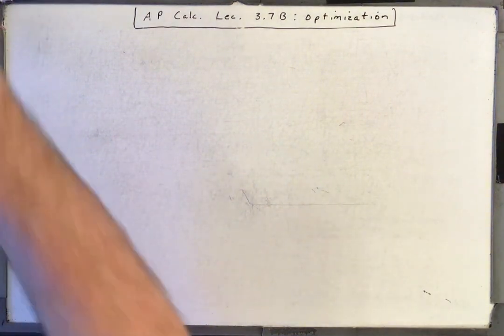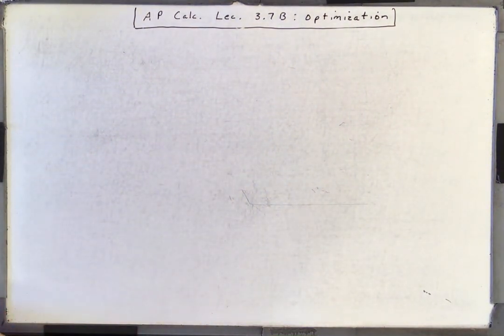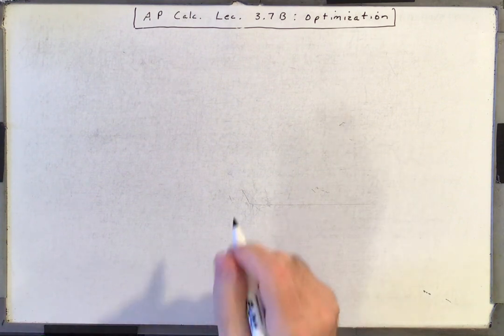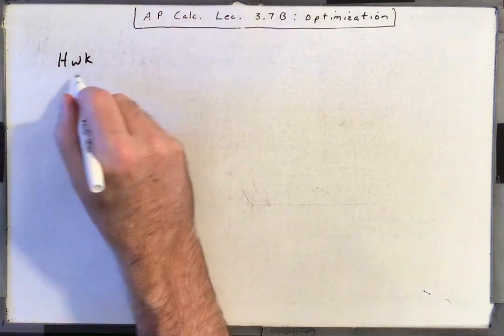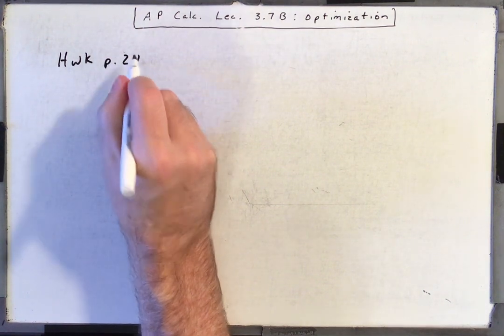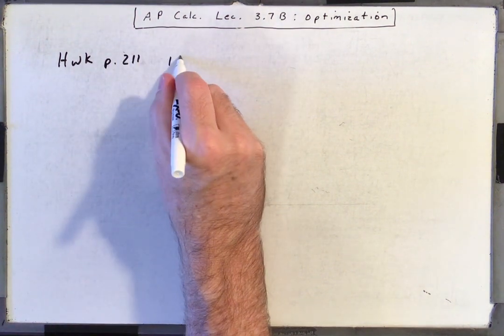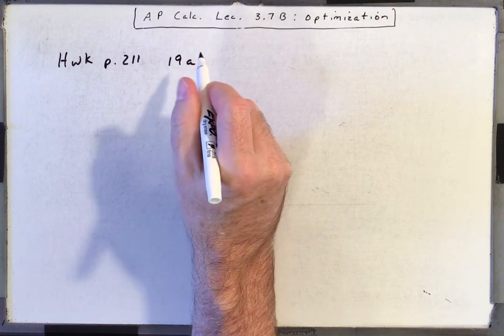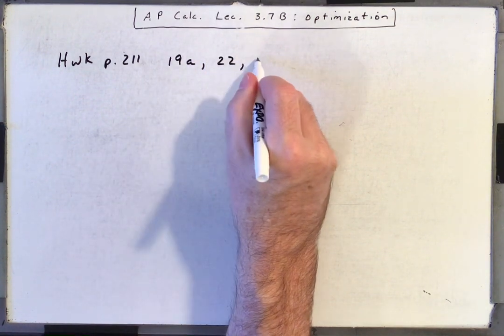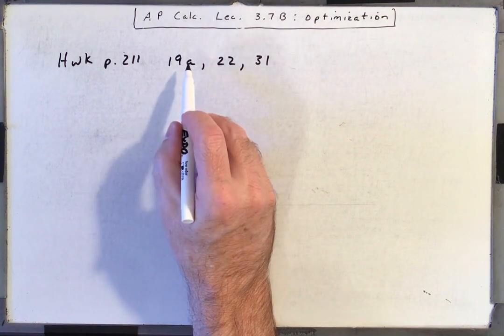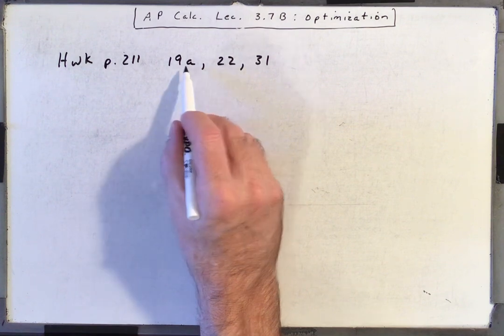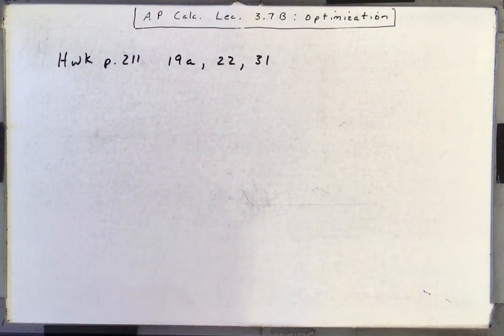So the homework is on the bottom of your notes. I'll go ahead and write it down again. And I've also got a couple of answers on that, but your homework is page 211. You can do 19A, 22, and 31. The answer to 22 is given on your notes, and 19A and 31 would be in the back. So I just want to open the book up to those pages for just a second.